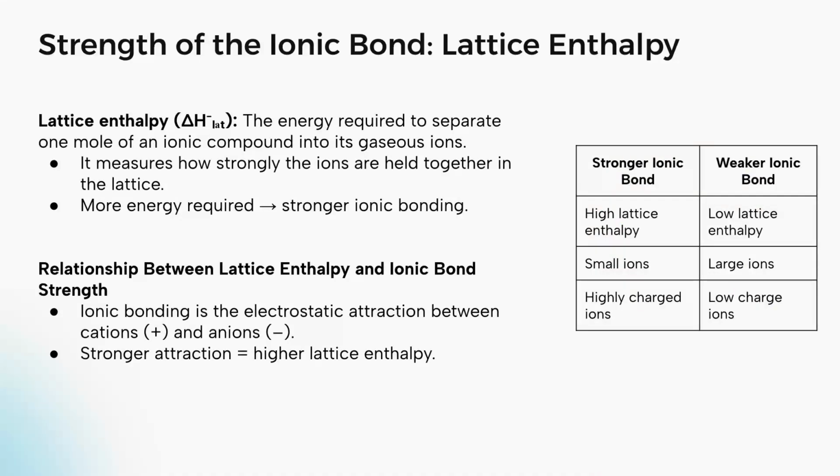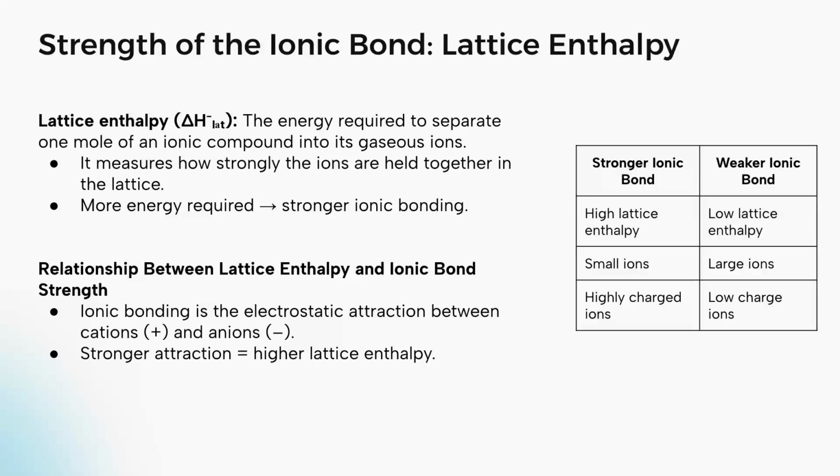So to better visualize the strength of an ionic bond, we want to look at its lattice enthalpy. The lattice enthalpy is the energy required to separate 1 mole of an ionic compound into its gaseous ions. It measures how strongly the ions are held together in the lattice, so the more energy required, the stronger the ionic bond.